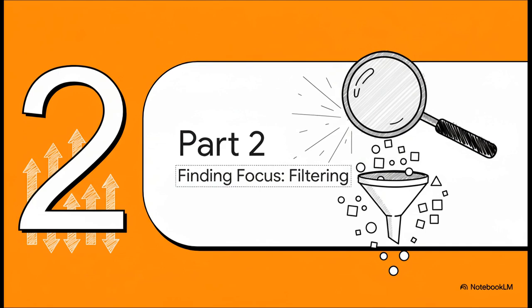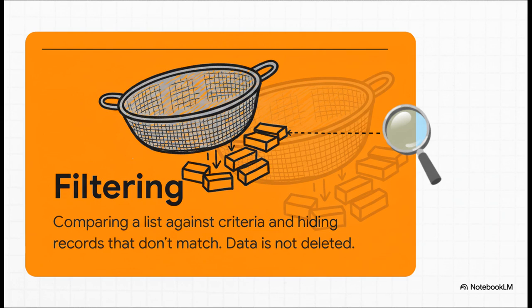Sorting is fantastic for putting everything in order, but what if you don't want to see everything? What if you just want to focus on a tiny piece of your data? Well, that brings us to part two, finding focus with filtering. This is where we stop just organizing our data and start really isolating what we need. So what exactly is filtering?